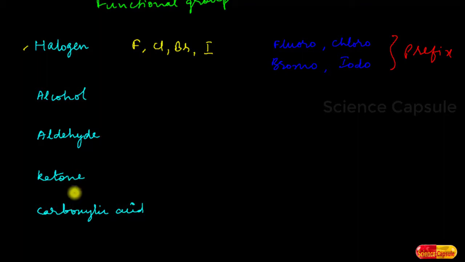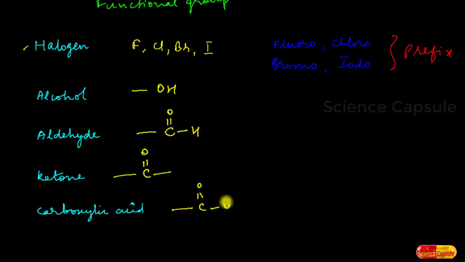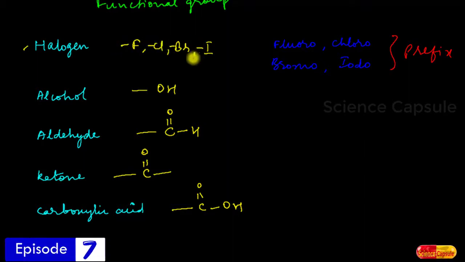For alcohol, aldehyde, ketone and carboxylic acid we will be using suffix. So first we will see the molecular formula of these functional groups and the suffix as well. For alcohol, the formula will be OH, and for aldehyde we use C double bond O, H here. For ketone we will be using C double bond O, and here carboxylic acid, COOH. Got it? The line at the left hand side of the symbol of the functional group is the free valency, which we have already discussed in the previous episode. You can check out that video. So these are the molecular formulas of the functional groups.